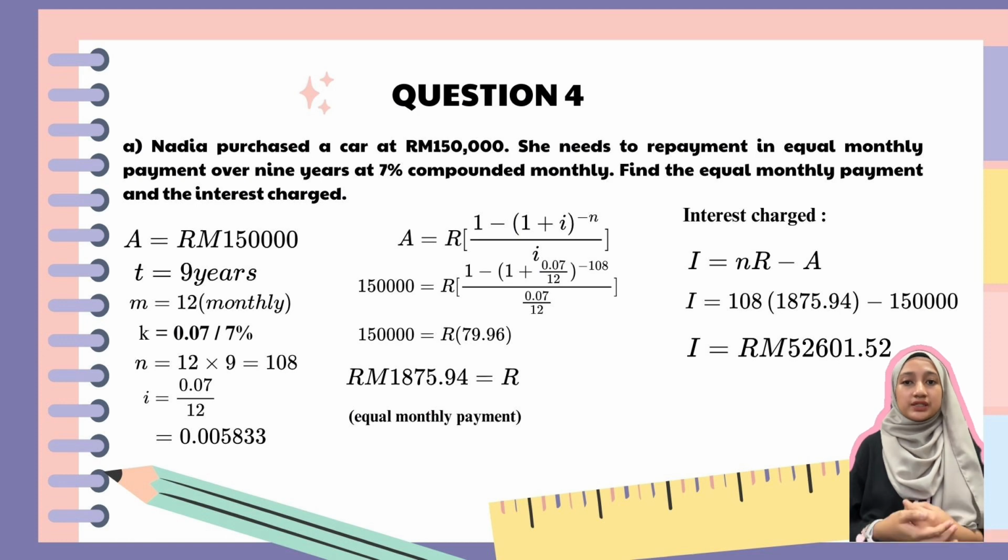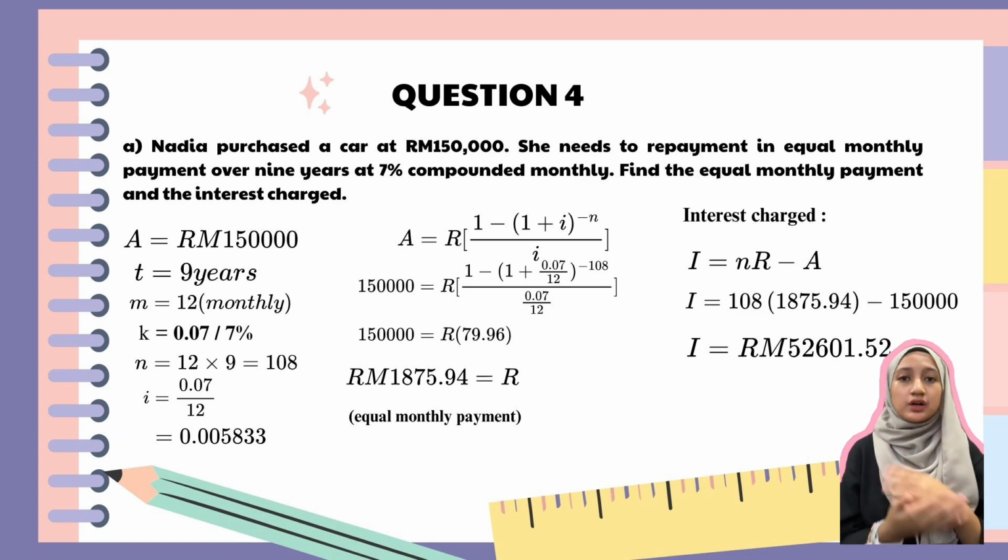After that, we enter the numbers according to the formula. So let's do this. 150,000 equals R, 1 minus open bracket 1 plus 0.07 per 12 powered by negative 108, per 0.07 per 12. After entering all the numbers, we need to calculate. We should calculate the number in the bracket first. That means 150,000 equals R times the bracket, 79.96. So the answer for equal monthly payment is 1,875 ringgit 94 cent.